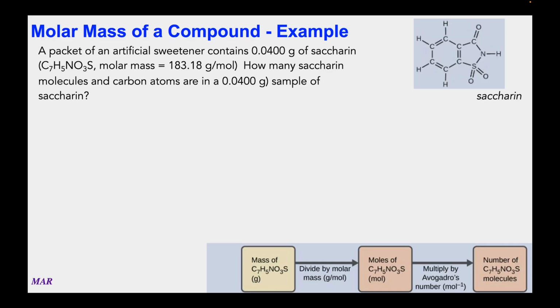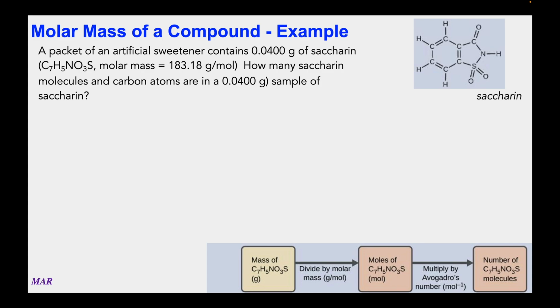Here's another example of a kind of problem you can have. This one involves saccharin. Now, saccharin is an artificial sweetener, kind of like NutraSweet, and there's the formula for saccharin as well as its molar mass. And so let's say that we have 0.0400 grams of saccharin, and we were curious how many molecules of saccharin we have, as well as how many carbon atoms are in our sample. All right, so this is the kind of problem you might see.